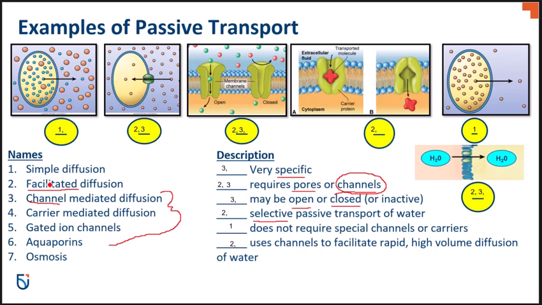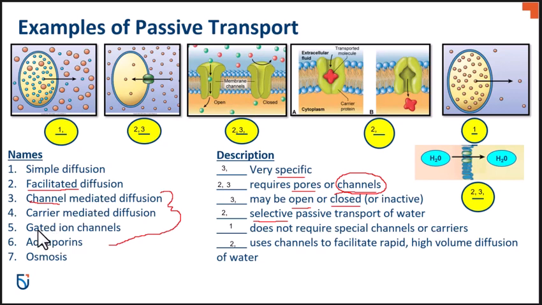Another example of channel-mediated diffusion: you can see this channel present within the plasma membrane that, when it's open, allows specific substances in, and then when it's closed, prevents those substances from entering into the cell.